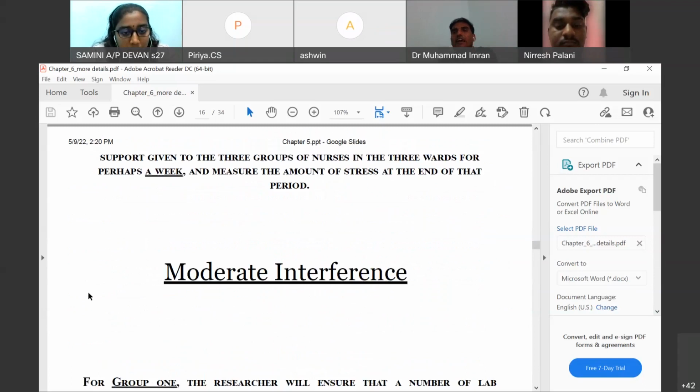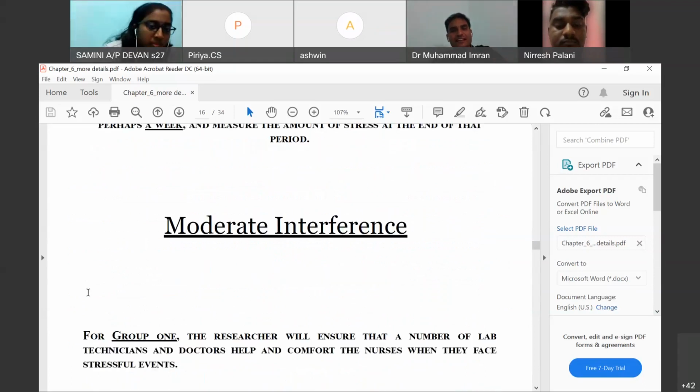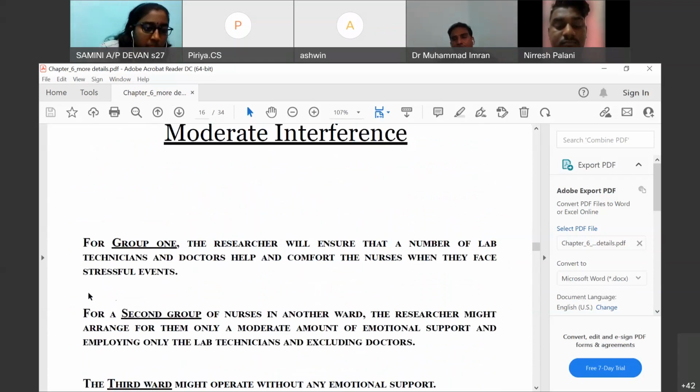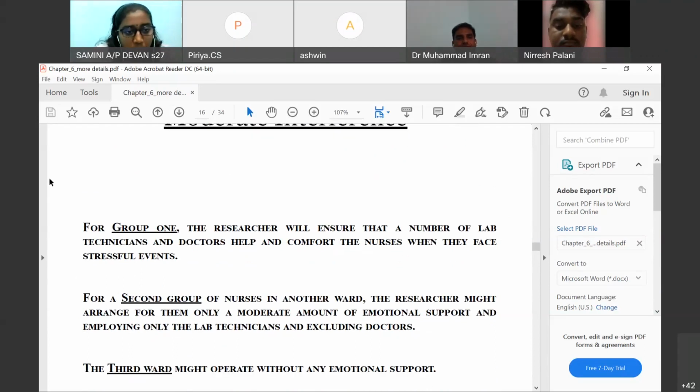Okay, now he has an intervention. Let's discuss his interventions. Read, Samini, please. Group one, what did he do? For group one, the researcher will ensure that a number of lab technicians and doctors help and comfort the nurses when they face stressful events.